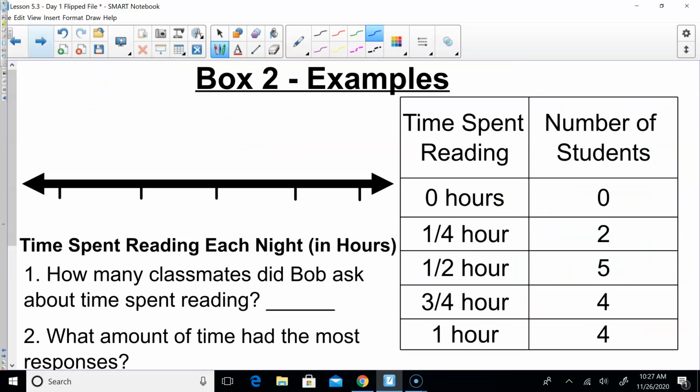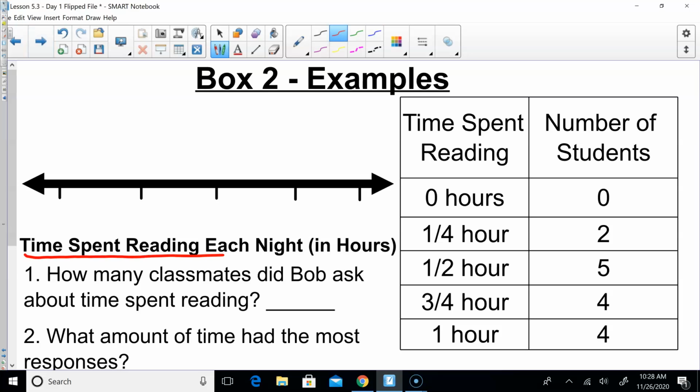And another one is about reading a timeline. So here we go. It says, time spent reading. How many classmates did Bob ask each of them? So right now I have a line drawn, but I have nothing on this line except for a nice little label right here because we got to label our things.